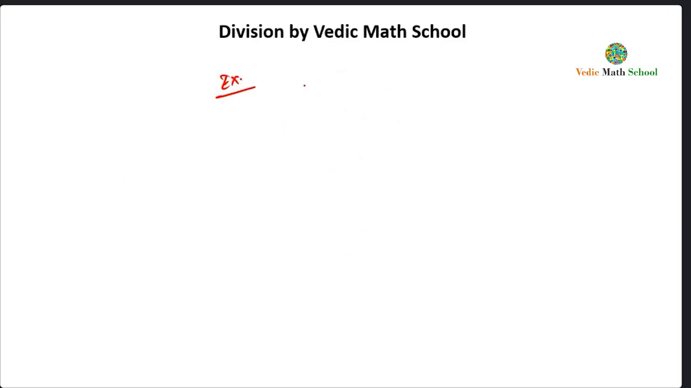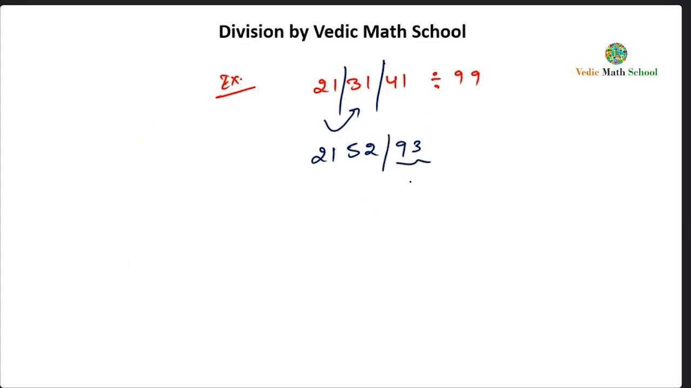Next example, and I will take a similar type of number: 213141 divided by 99. Now tell me the answer to this question, everyone. 2152 quotient, 93 remainder. Very easy, right? Just pair the number: 213141 divided by 99. I'm just pairing the number, taking a different color so you can differentiate. 21 will be there, and 21 is going to be added to 31. So 21 plus 31 is 52, and 52 plus 41 is 93. So this is the quotient, and this is the remainder. Understood, everyone?